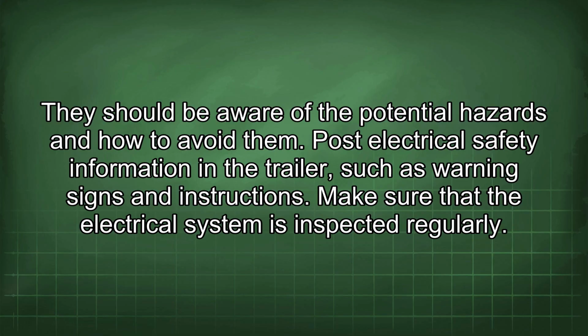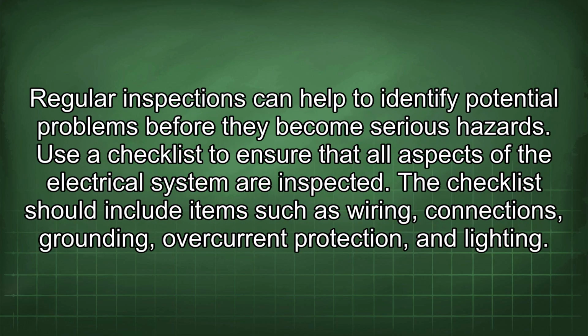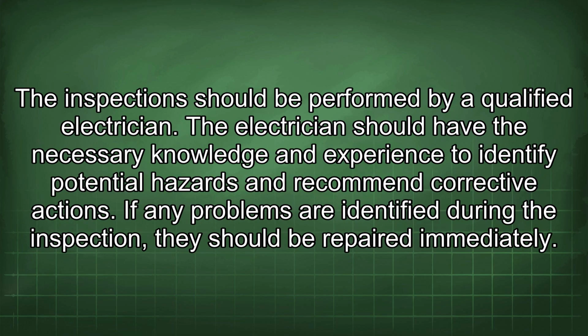Make sure that the electrical system is inspected regularly. Regular inspections can help to identify potential problems before they become serious hazards. Use a checklist to ensure that all aspects of the electrical system are inspected. The checklist should include items such as wiring, connections, grounding, overcurrent protection, and lighting. The inspection should be performed by a qualified electrician. The electrician should have the necessary knowledge and experience to identify potential hazards and recommend corrective actions.